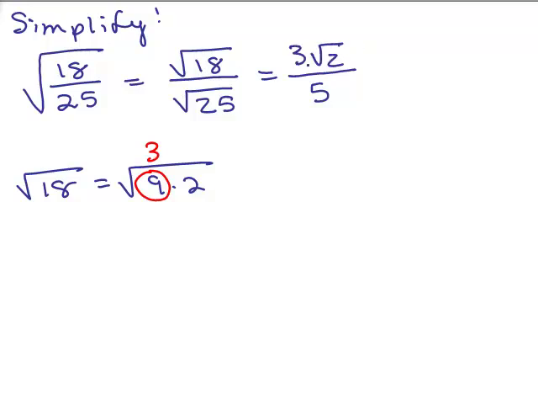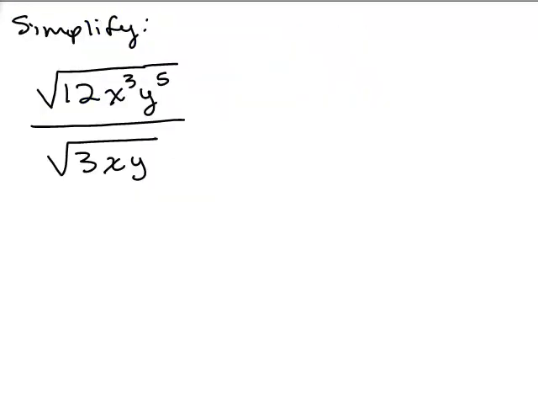Now you could do that all up here in the same spot. I just thought it might be kind of messy looking. So this would be the answer, 3 square roots of 2 over 5. Now some people think of that as 3/5 times the square root of 2. That's all right too. I think it's easier to leave it as a fraction.